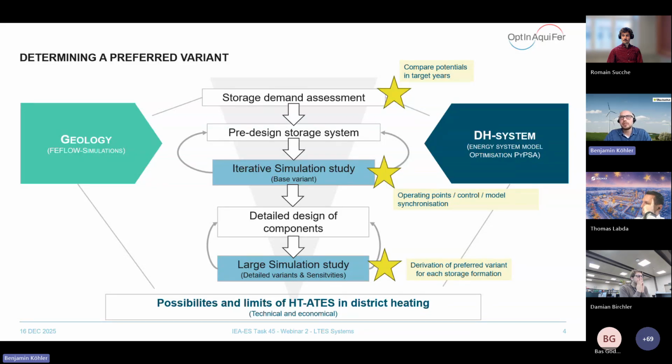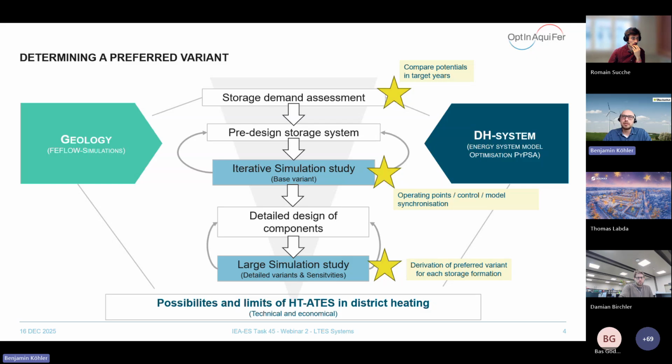Based on that, we did a pre-design for the storage system and then started the first iterative simulation studies to find a base variant which is most likely suitable for the assessed district heating systems. After that, we made a detailed design of different components and finalized the design phase with large simulation studies assessing different variants and sensitivities.